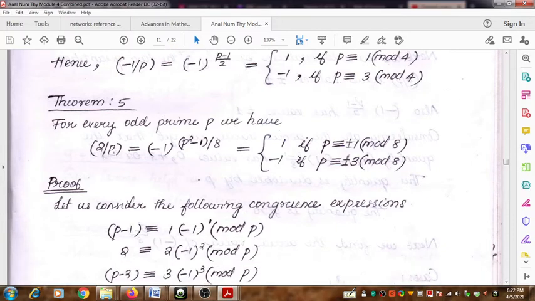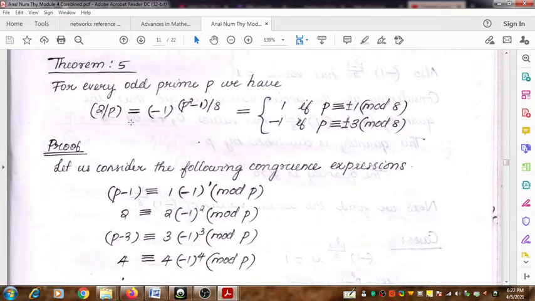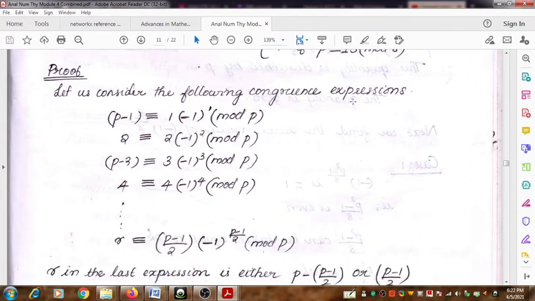Next theorem: in the next theorem we are going to find the value of the Legendre symbol (2 bar p). In (n bar p), if you take n equal to 2, we get (2 bar p), and we are going to show that (2 bar p) equals (-1) raised to (p squared minus 1) divided by 8. This gives two different cases: it equals 1 if p is congruent to plus or minus 1 mod 8, and equals minus 1 if p is congruent to plus or minus 3 mod 8.